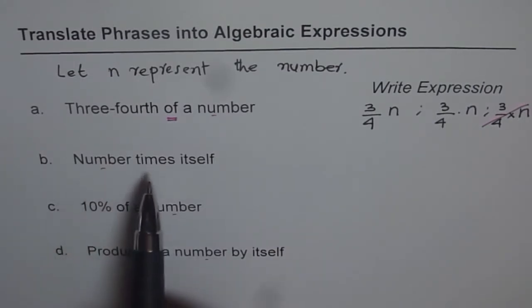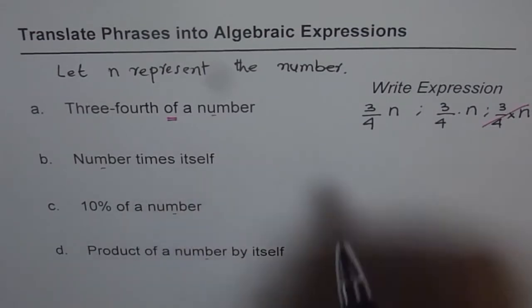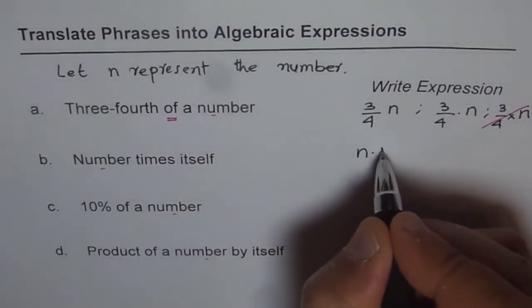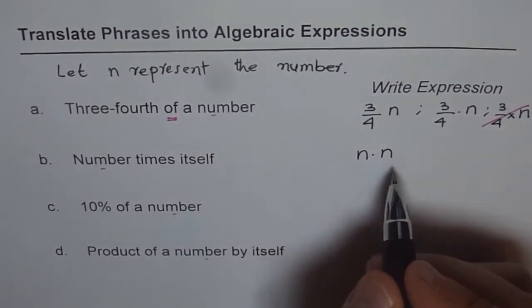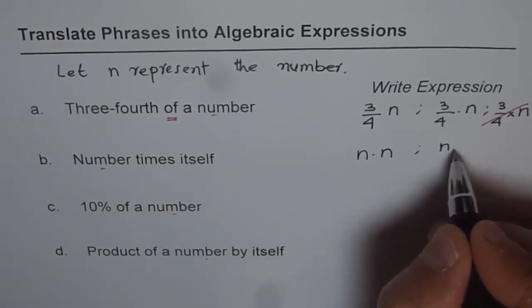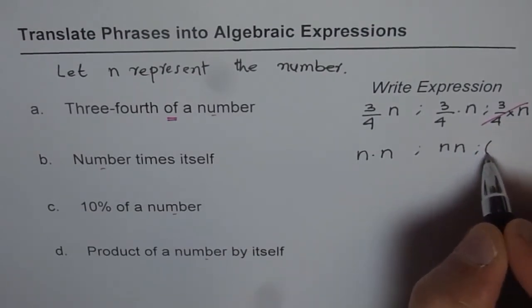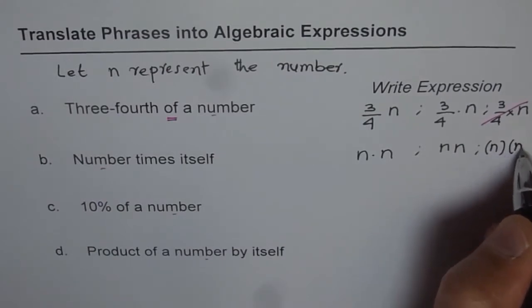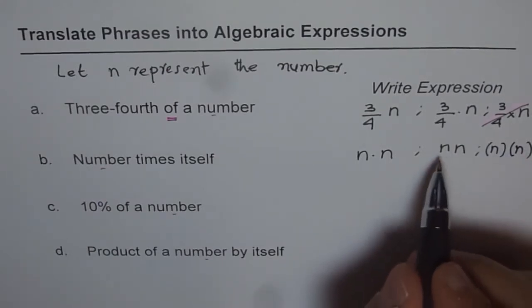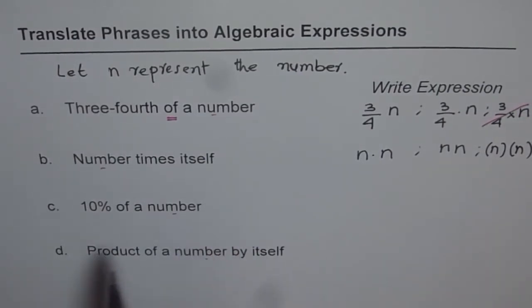Next is number times itself. That means number times number. That means n times n, you see. So dot for us will mean multiplication. You could also write this as n and n, that means they are multiplied. In such cases, brackets are important. So you can write n within brackets times n within brackets. That may look kind of odd, but this is perfect, okay?